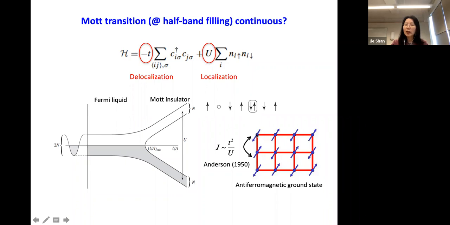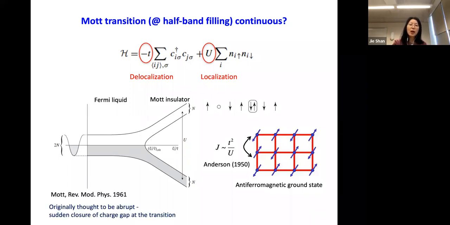So you can think of this electron as virtually hopping over and hopping back. And this interaction strength is proportional to t squared over U, and it's antiferromagnetic. So at some intermediate interaction strength, U over t ratio, we should have a transition from metal to insulator. And this is something pretty well known, called the Mott transition.